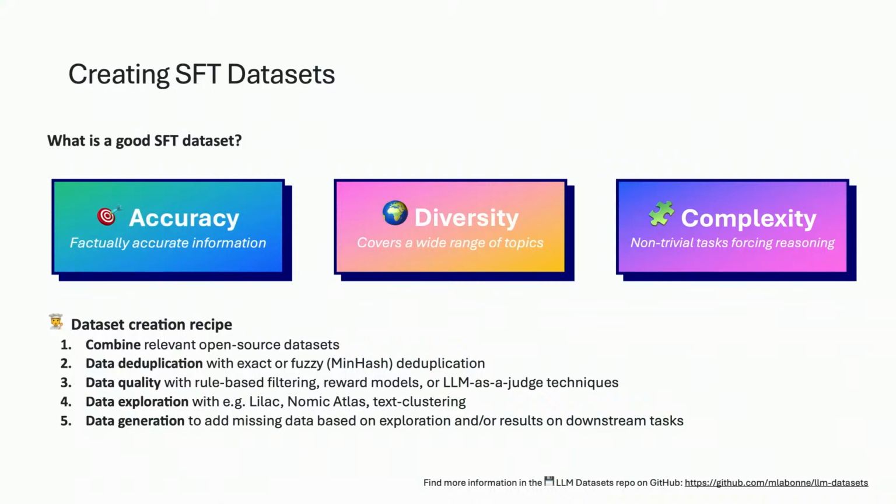Here you have different techniques. It can be rule-based filtering. For example, you want to remove every single row where you have, as an AI assistant, I cannot, because people hate it. But you can also use more clever techniques like reward models or LLM as a judge to evaluate the quality of each sample and filter out the bad samples. And then you can use data exploration with different tools like Lilac, Nomic Atlas, and text clustering to do topic clustering, to visualize your dataset and get ideas on how to improve it. And with these ideas, you can go back to data generation and start the process all over again.